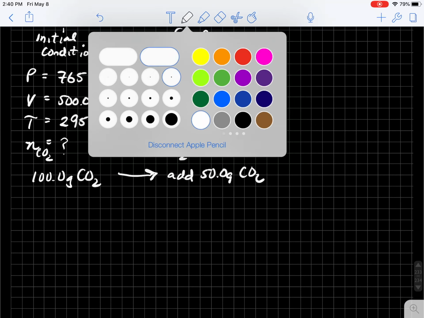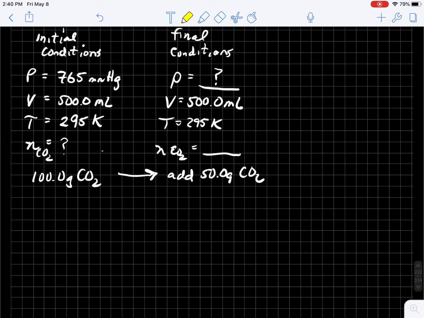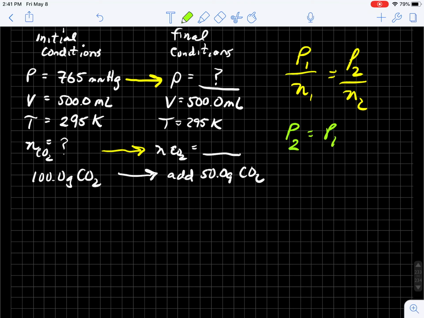Okay, so we have to say, well, what's changing here? What's changing is we are changing the moles of carbon dioxide. I'm taking 100 grams of carbon dioxide and we're going to add another 50 grams. And the volume of our container stays the same. The temperature of the room stays the same. But we're going to change the pressure. So pressure's changing and moles are changing. So this is Gay-Lussac's law. P1 over N1 is equal to P2 over N2. And they want us to solve for P2, new pressure. So it's P1 times N2 over N1.